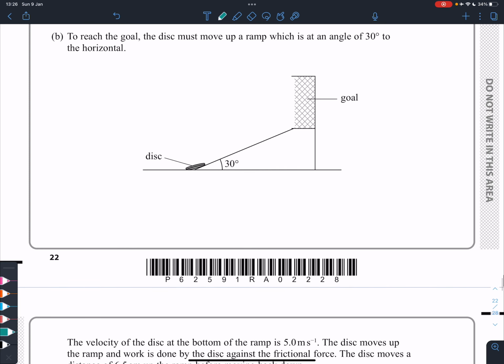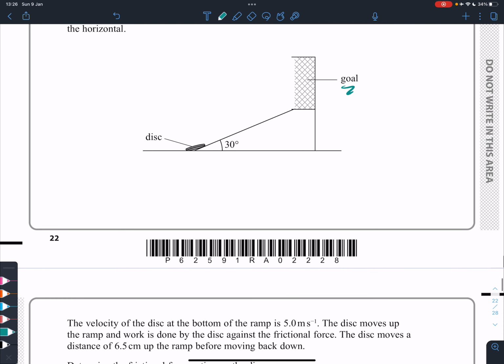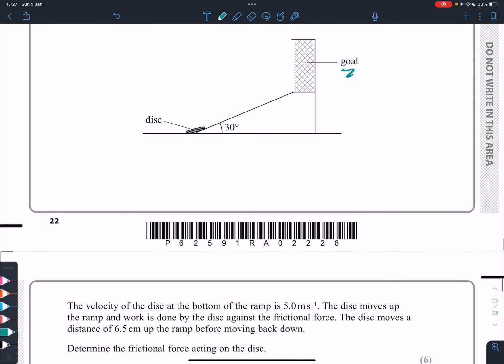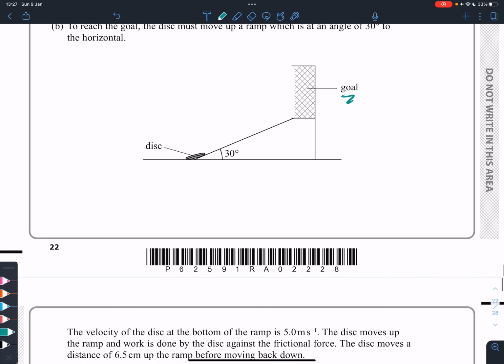Okay, so again we're going to read it twice. To reach the goal, up here, the disk must move up a ramp which is at an angle of 30 degrees to the horizontal. Okay, fine. The velocity of the disk at the bottom of the ramp is 5 meters per second. The disk moves up the ramp and work is done by the disk against the frictional force. The disk moves a distance of 6.5 centimeters up the ramp before moving back down. Determine the frictional force. This is where drawing it really wins.